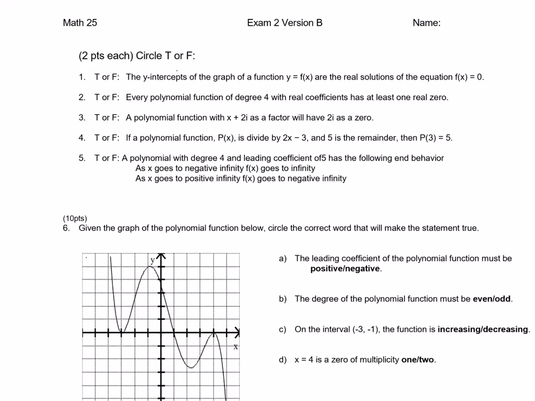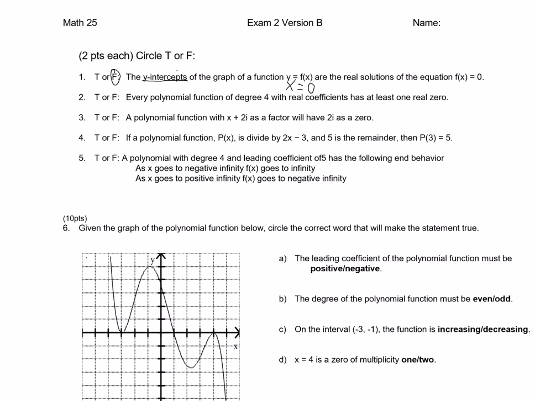It says the y-intercepts of the graph of a function y equals f of x are the real solutions of the equation f of x equals 0. So if we recall, to find the y-intercepts, we must set something equal to 0. What is that something? It should be x equals 0, not y equals 0. So this would be completely false. If you want to find the y-intercepts, you set x equals 0, not f of x.